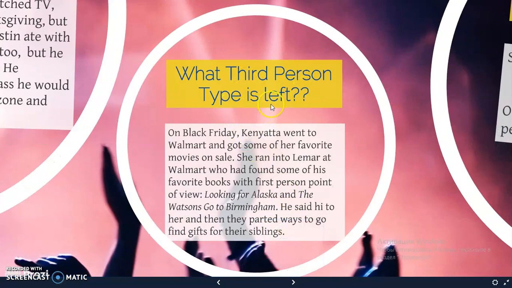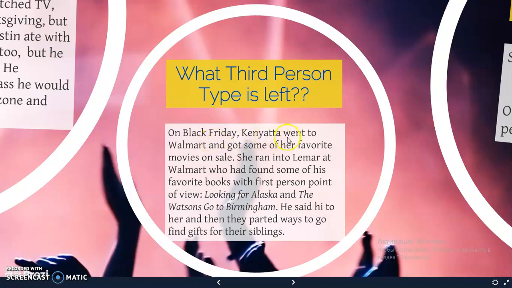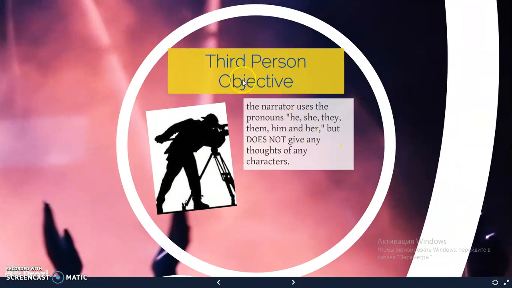Now what third person type is left? We have objective. On Black Friday, Kenyatta went to Walmart and got some of her favorite movies on sale. She ran into Lemmer at Walmart, who had found some of his favorite books with first person point of view: Looking for Alaska, and The Watsons Go to Birmingham. He said hi to her and then they parted ways to go find gifts for their siblings. So this is third person... Yes, objective. Third person objective.